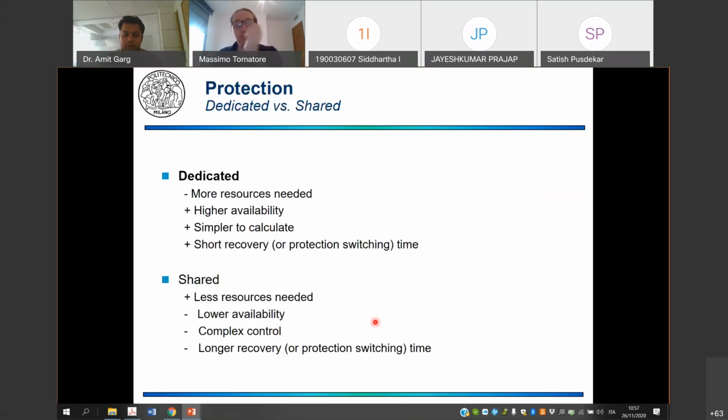In conclusion, dedicated protection requires more capacity, that's bad, minus, but it has higher availability, it is simpler to calculate, and is faster. Share protection requires less resources, that's good, but it has lower availability, higher complexity, and longer recovery times.